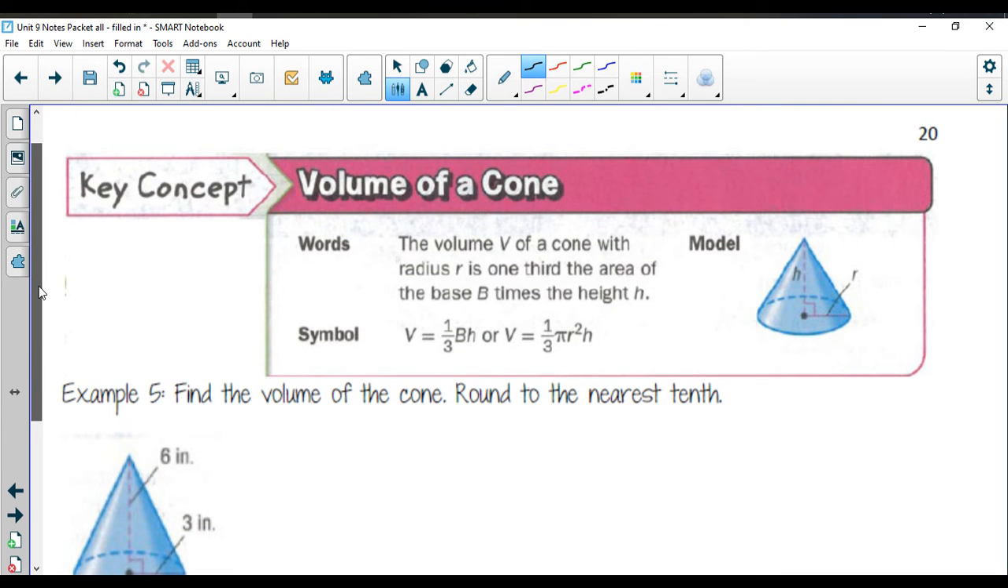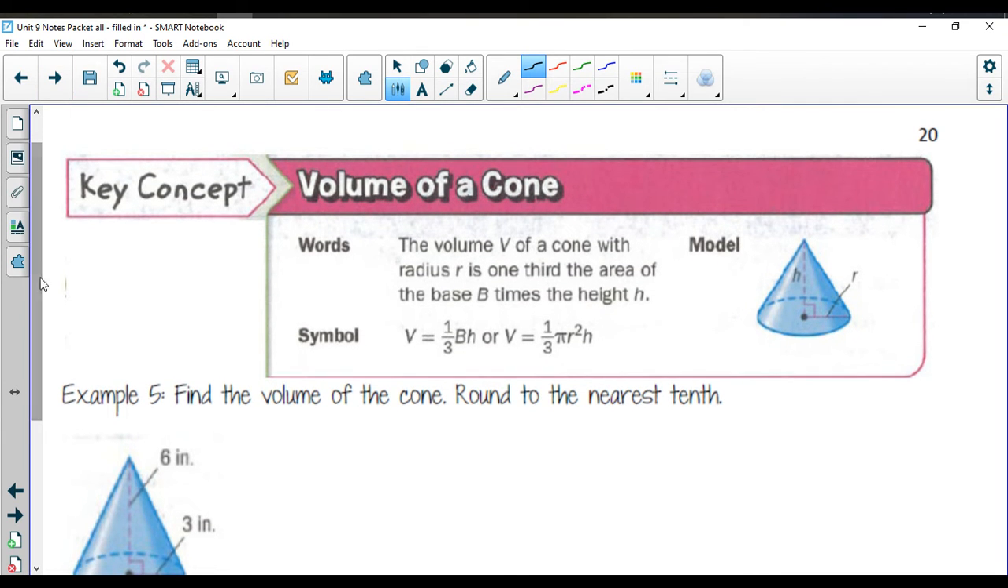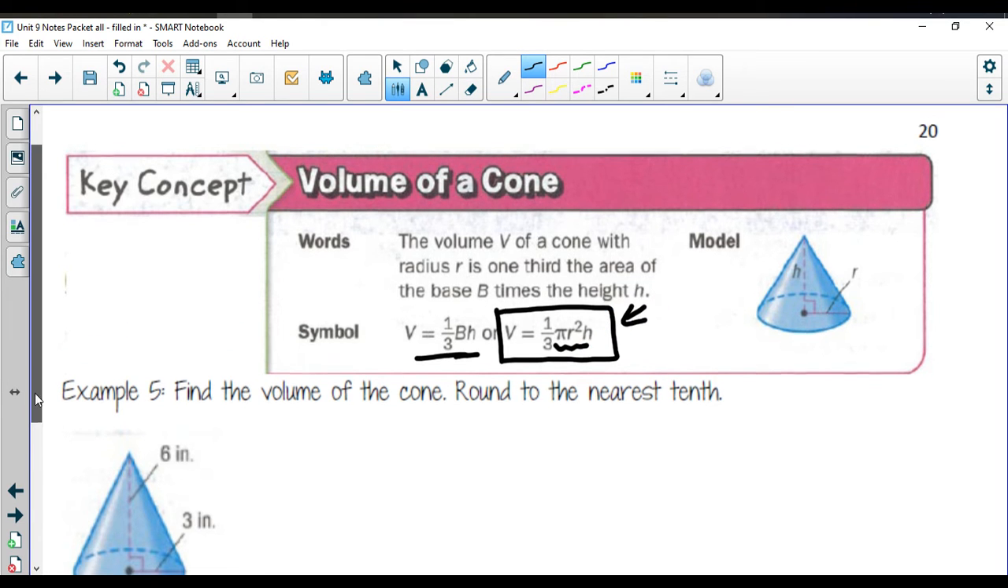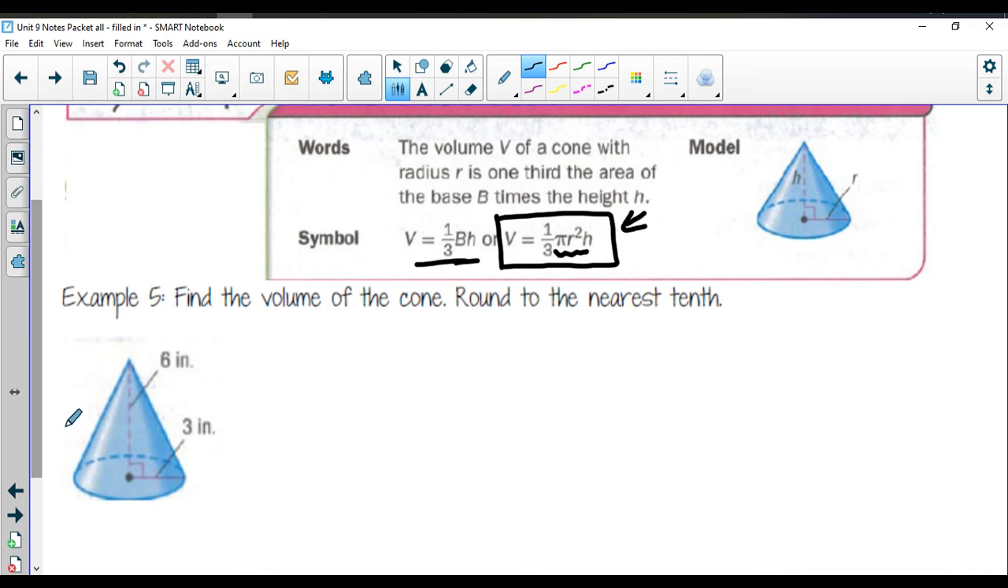In example number 5 on page 20, we now go to volume of a cone. We can still use the pyramid formula for volume of a cone. So we can do 1/3 times the area of the base times the height. But since in the cone, the bases are all going to be circles, a lot of times they just use this own individual formula for a cone that replaces that capital B with the pi r squared, which is the area of a circle. We're just going to use this one for moving forward. It is located on your formula sheet.